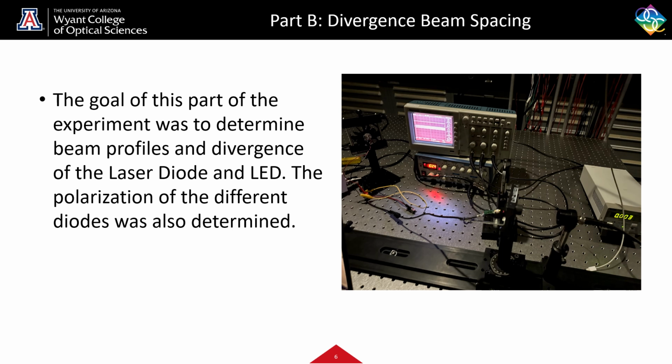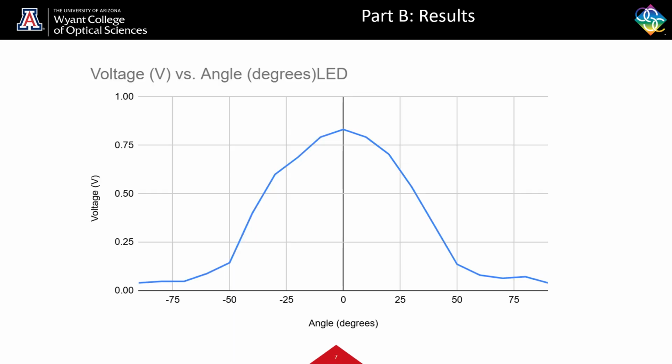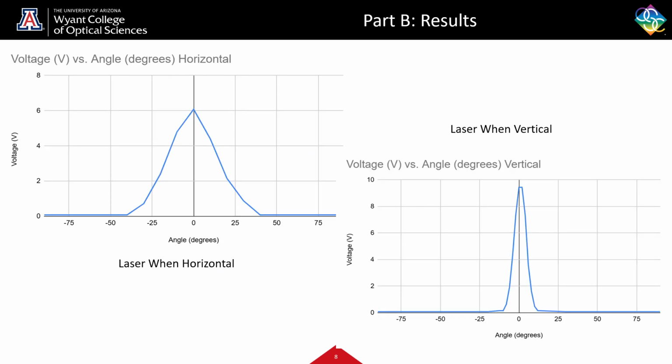Divergence beam spacing. The goal of this part of the experiment was to determine beam profiles and divergence of the laser diode and LED. The polarization of the different diodes was also determined. This is the results for the LED with voltage versus angle, and the results look to be Lambertian. These are the voltage versus angle of the laser, one when it was horizontal in the top left, and one when it was vertical in the bottom right.